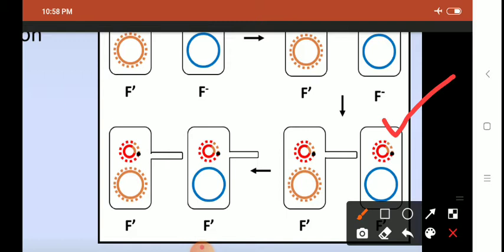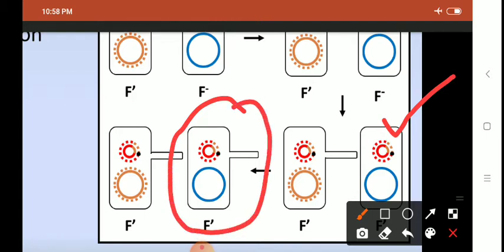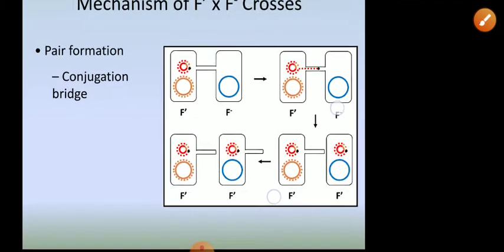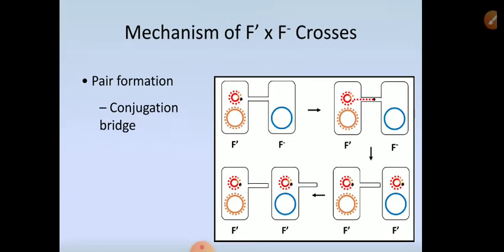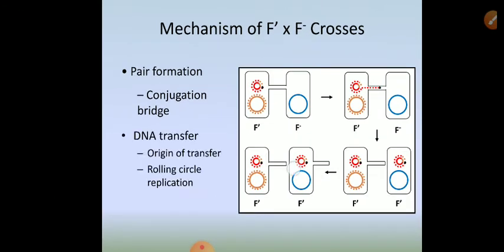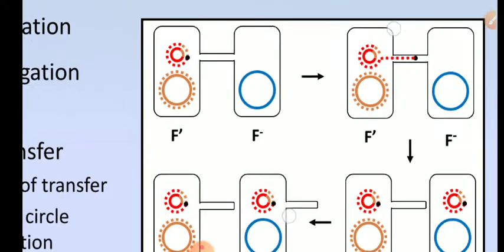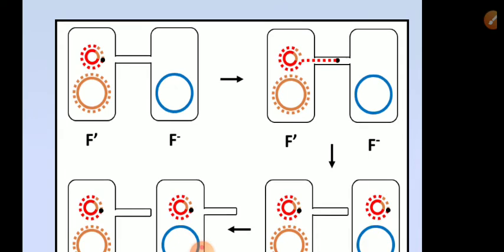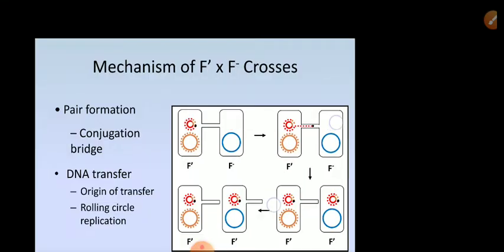So the F minus cell becomes an F prime cell. It does not become an F plus cell because the complete F factor is not transferred. So an F prime and F minus cross is similar to an F plus and F minus cross, but in this case, because the F factor has a few chromosomal genes, those chromosomal genes also get transferred to the F minus cell.